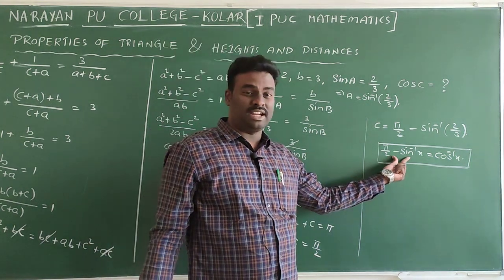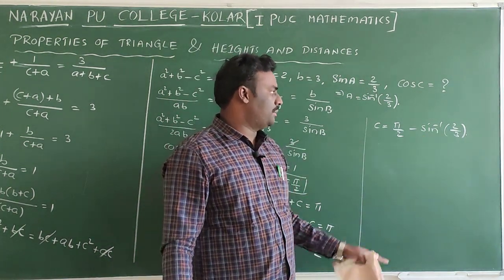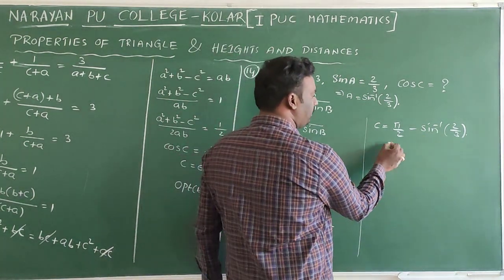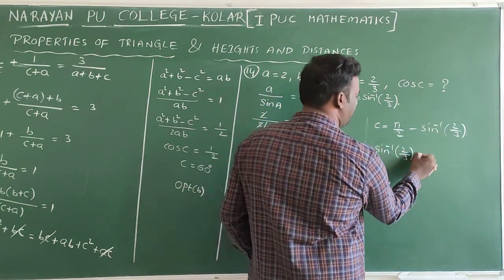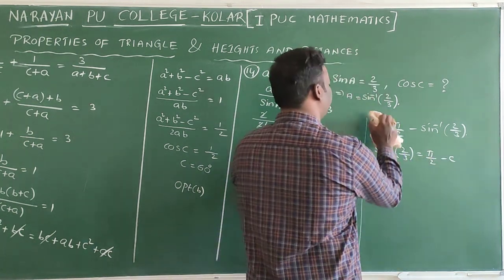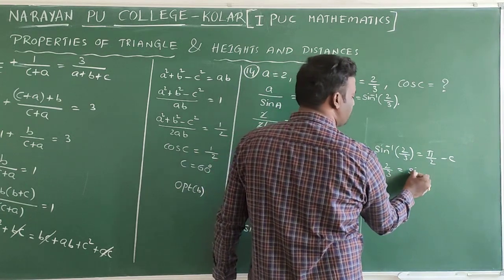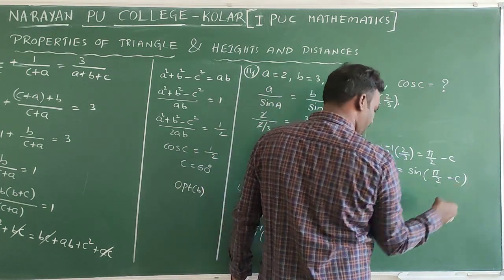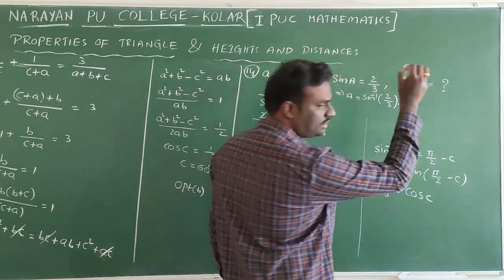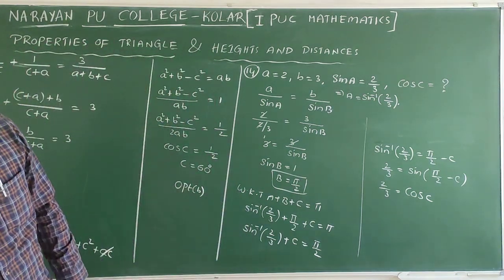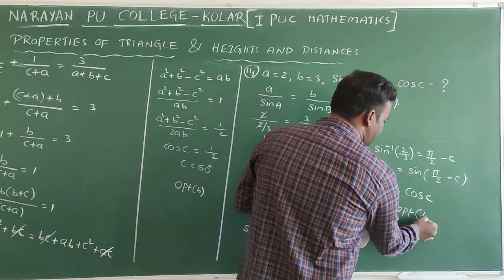Actually this formula will come in second PUC or otherwise. See, if you are not finding that formula, you do one thing. You substitute sin inverse of 2 by 3 equals, from this step only you can write 90 minus C. You send sin inverse to that side. 2 by 3 equals sin of 90 minus C. Then 2 by 3 equals sin 90 minus theta, that is nothing but cos theta. So finally we got cos C value is 2 by 3, that is nothing but option B is the correct answer.